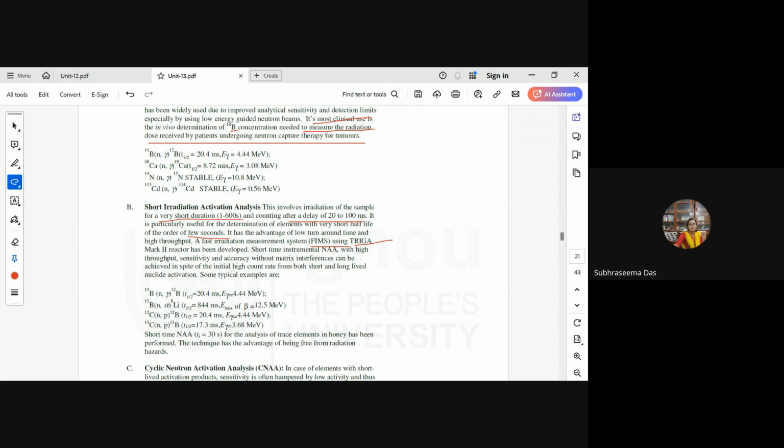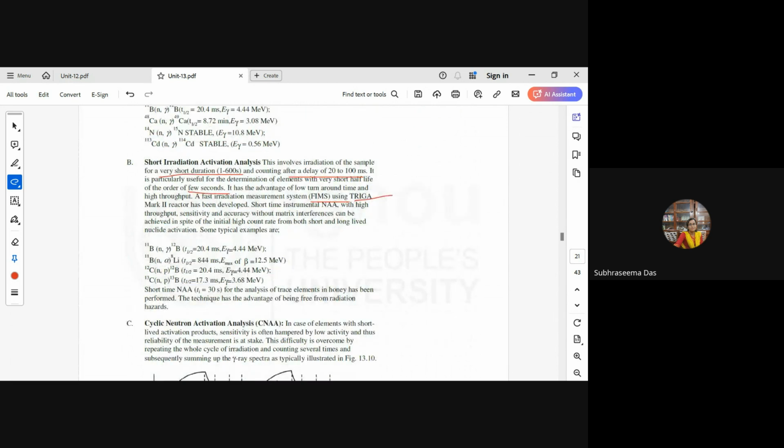Short instrumental NAA with high throughput, sensitivity, and accuracy without matrix interferences can be achieved in spite of the high count rate and the low and long-lived nuclear activation. Some typical examples for this case have been shown here.